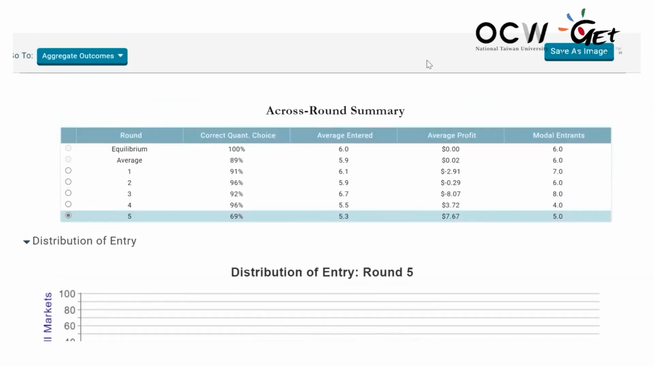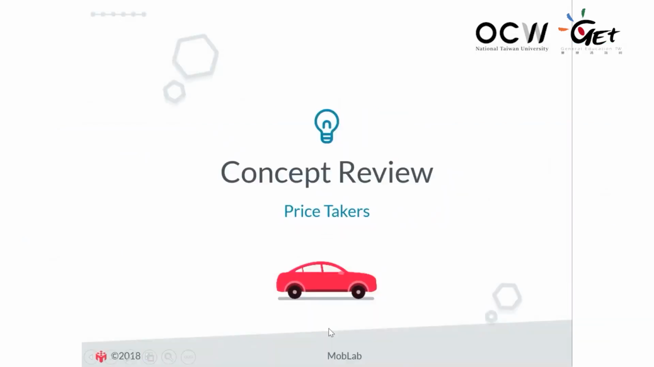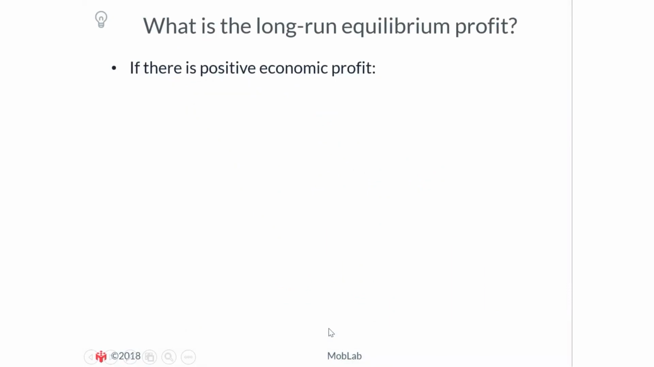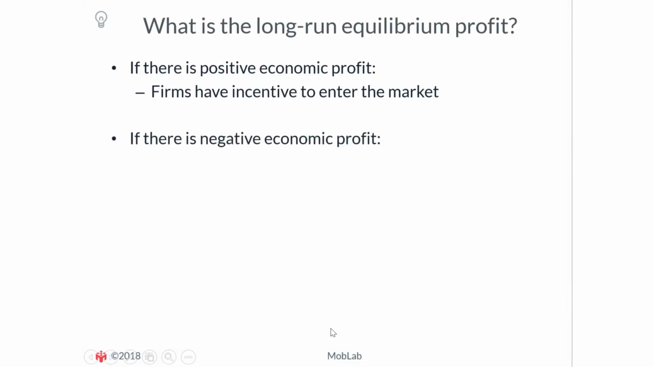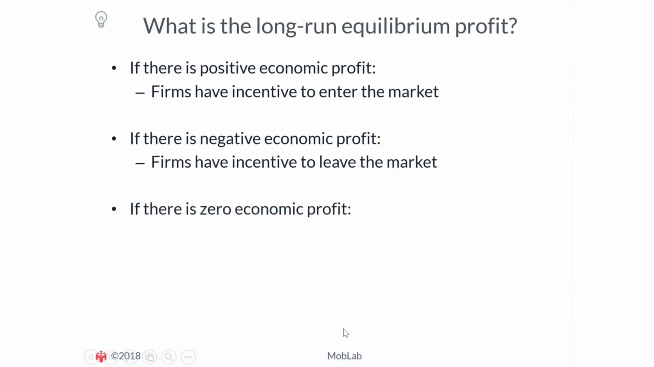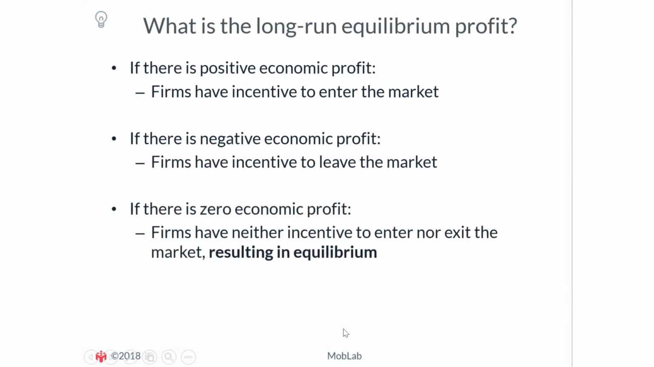What we see here is that you fluctuate quite a lot. But the long run equilibrium predicts that you should eventually converge to having 6 drivers and stay there. Maybe 5 rounds is not enough, so we need more time. So what is the long run equilibrium profit? We already saw this before. If there's positive economic profit, firms have incentives to enter. If there's negative profit, firms have incentives to leave. If there's zero profit, firms would neither enter nor exit. That is the equilibrium.